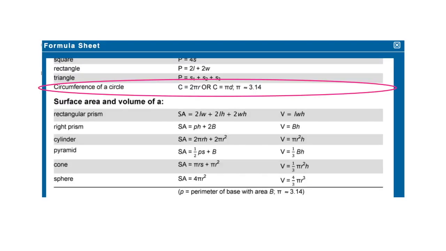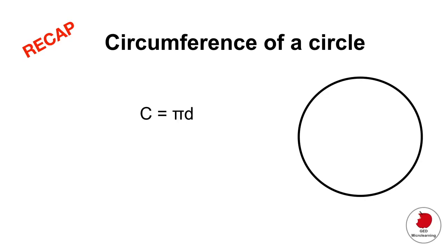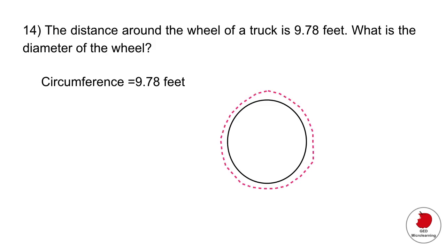If you look at the formula sheet, there it is. The circumference of a circle can be calculated by using this formula, which says that circumference is equal to pi multiplied by the diameter. And we know that the circumference is 9.78 feet, so what we would do is plug those numbers in.